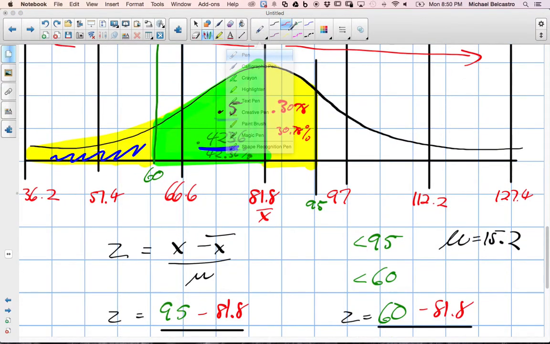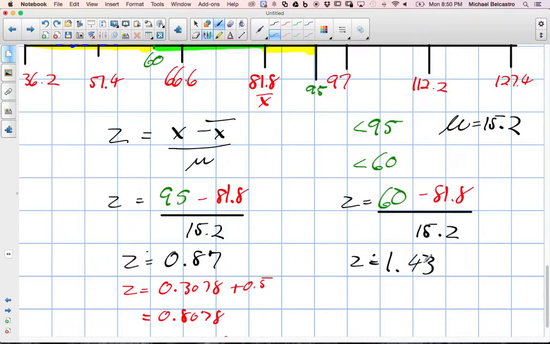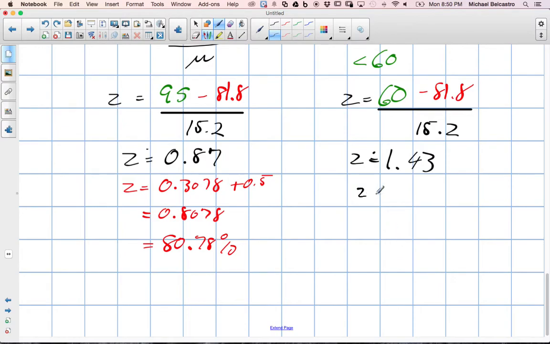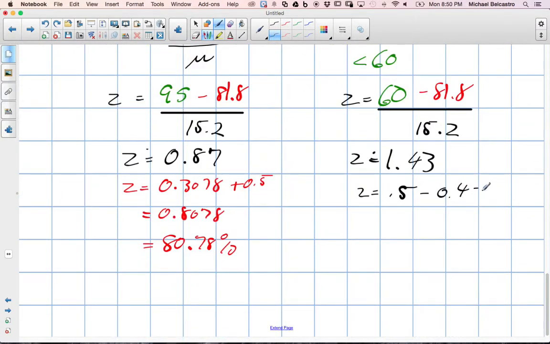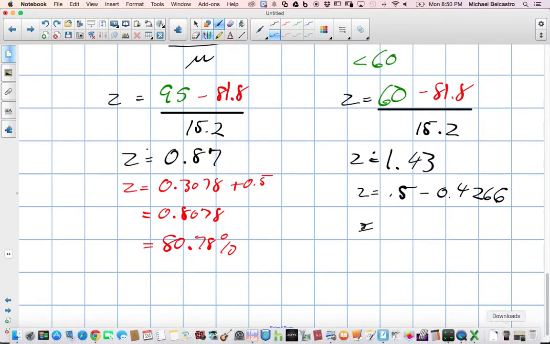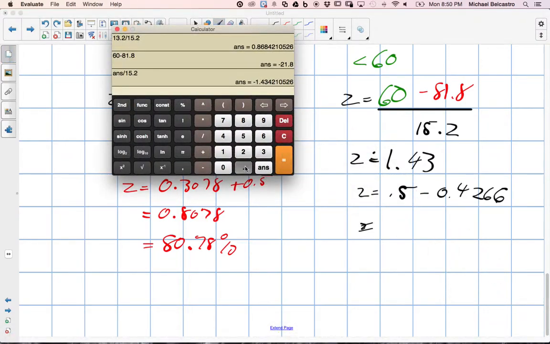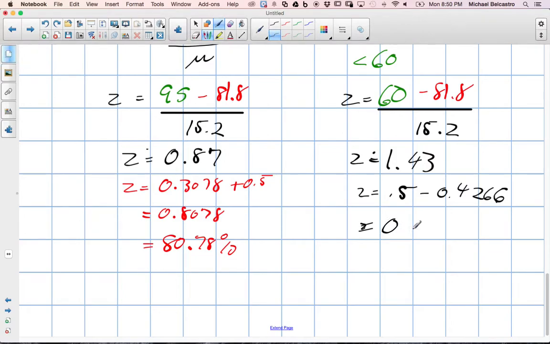So quickly do it. We need our 0.5 subtract our 0.4236. So our percentage or our area under the curve there would be 0.5 minus 0.4236, I think it was, right? Yeah. 0.076. Okay, so that's, in a percentage, 7.6% of the class.